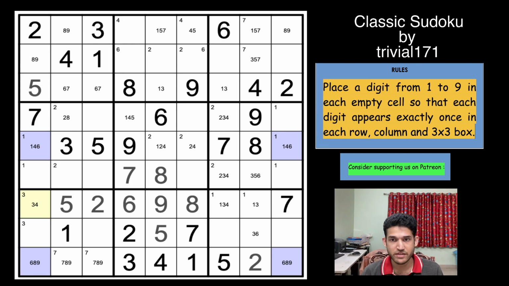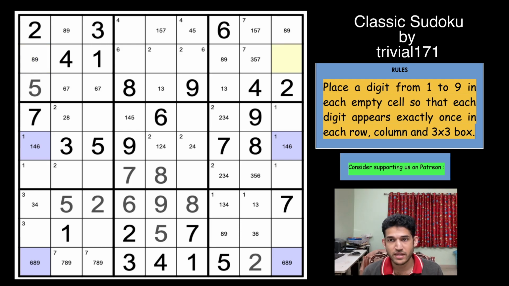Okay, in column 7, I'm seeing a quadruple. 1, 2, 3, 4 here, which means I can lock 8, 9 into these two cells. And you also have an 8, 9 pair here. Maybe it's time to use coloring.